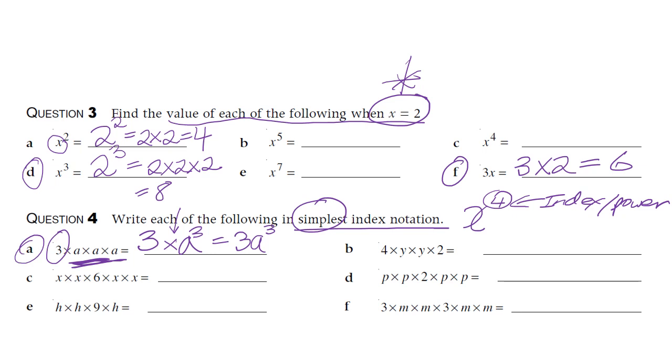I will do 2 more with you. I'm going to do b. Alright, so this time I've got 4 times y times 2. Alright, so let's group the similar items together. Let's look at the numbers first. I've got 4, but I also have a 2. I can multiply the 4 by 2 because they are just numbers, right? I can multiply them together. 4 times 2 is 8.